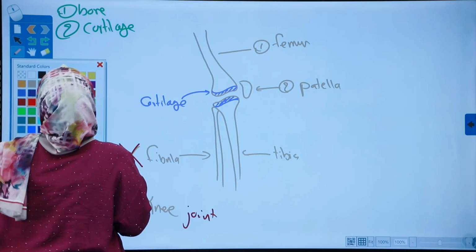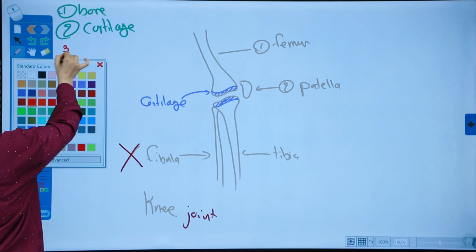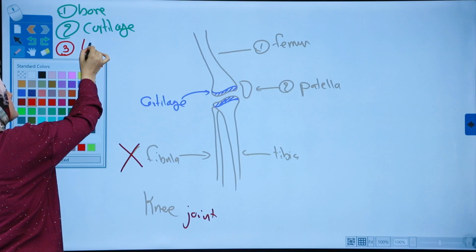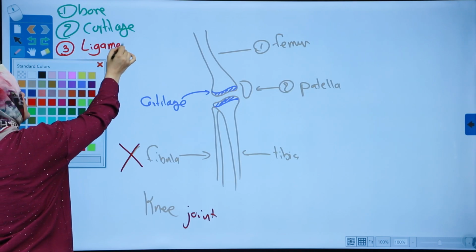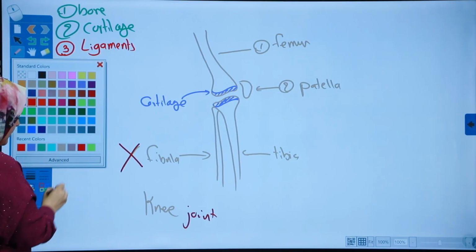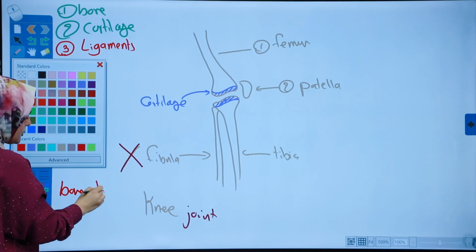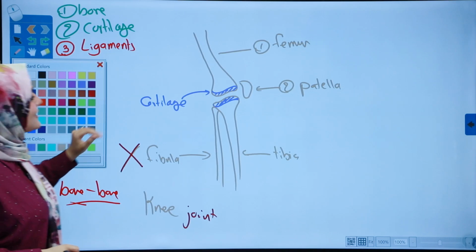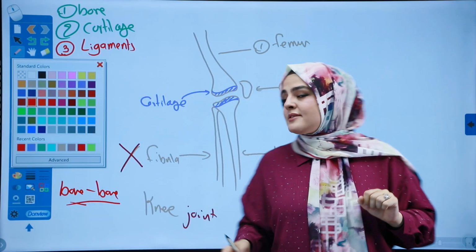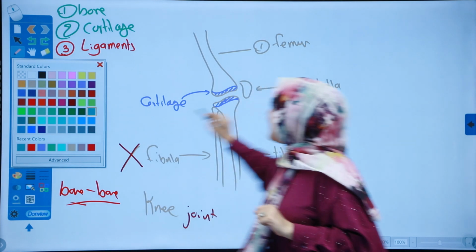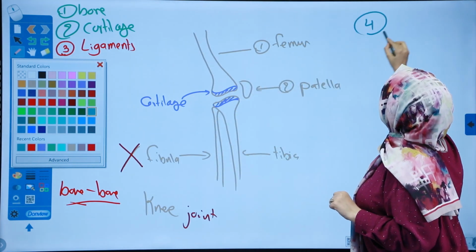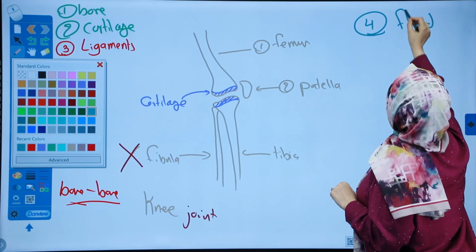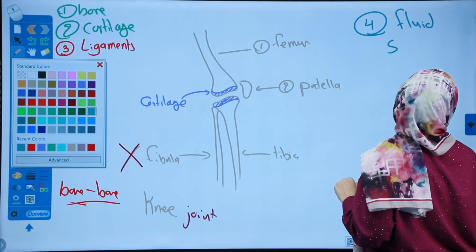Now we have that. Then there's another thing. There's a third party here. See, we have ligaments. Ligaments tie bone to bone, like a bandage. I'm not going to draw that because this type of joint is a bit special. It has a fourth part, which is the fluid called synovial. Let me write synovial before that.